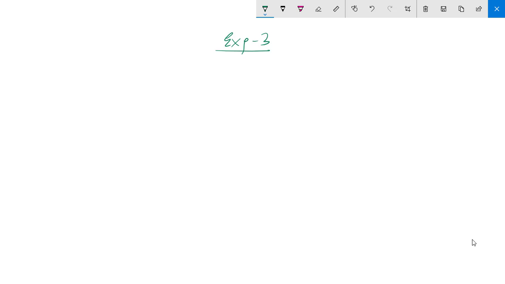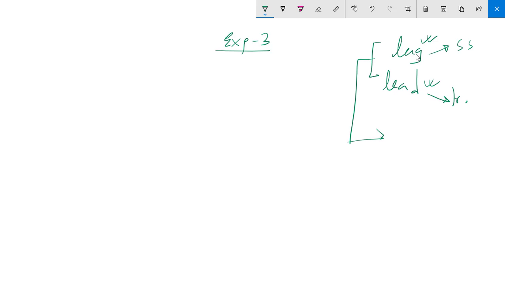One thing to note here: experiment 3 and experiment 4 are very closely related experiments. For experiment 3, we will separately use a lag and a lead compensator to improve the performance. We use the lag compensator to improve the steady state performance, and the lead compensator to improve transient performance. In the next experiment, experiment 4, we will use a combination of both lag and lead to improve both these performances.